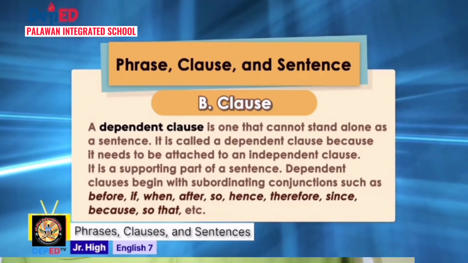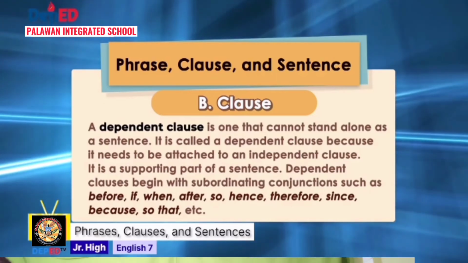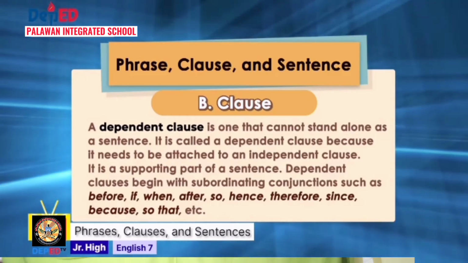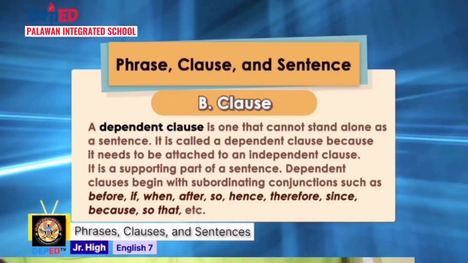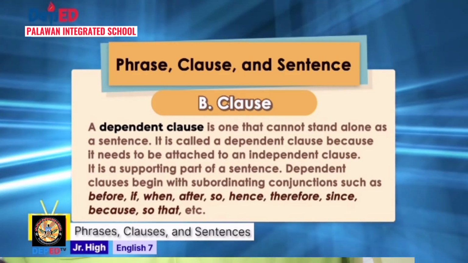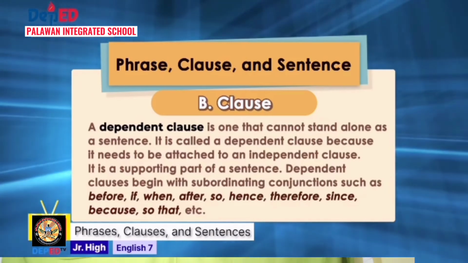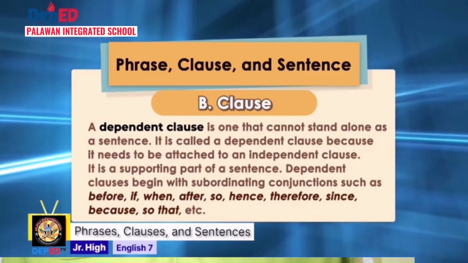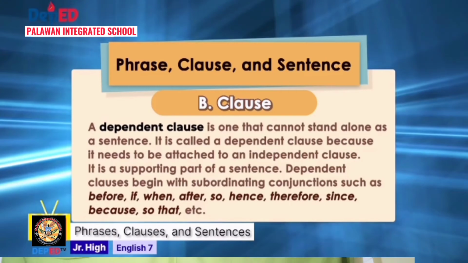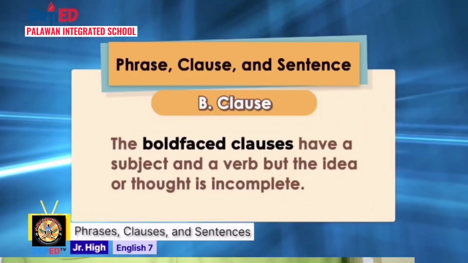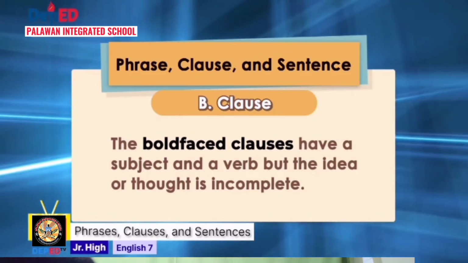Meanwhile, a dependent clause is the one that cannot stand alone as a sentence. It is called a dependent clause because it needs to be attached to an independent clause. It is a supporting part of a sentence. Dependent clauses begin with subordinating conjunctions such as before, if, when, after, so, hence, therefore, since, because, so that, and others. The bold clauses have a subject and a verb, but the idea or thought is incomplete.